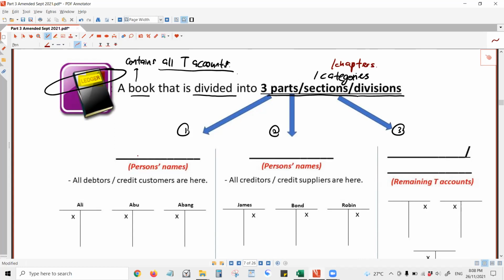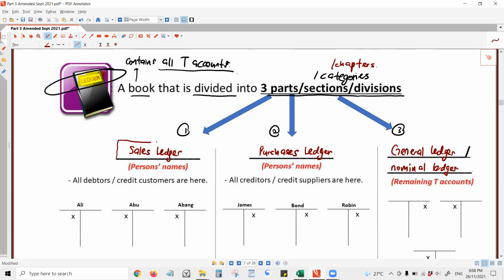Now let's look at the names of these 3 chapters. Write down together. Sales ledger. The other section, purchases ledger. Lastly, general ledger slash nominal ledger. Whenever you see a slash in my notes, that means it's a synonym. Okay, so finish the writing.